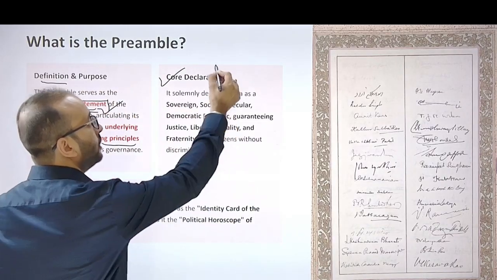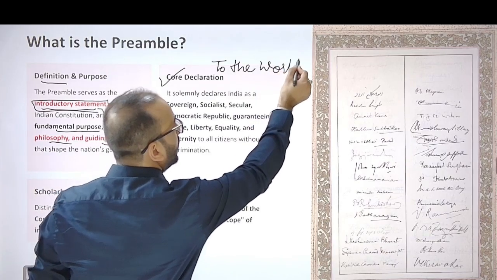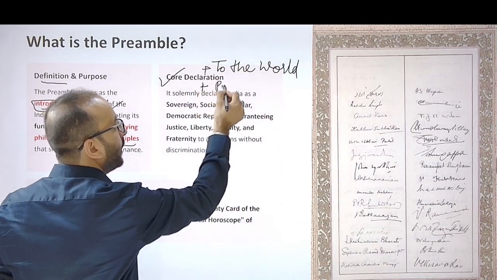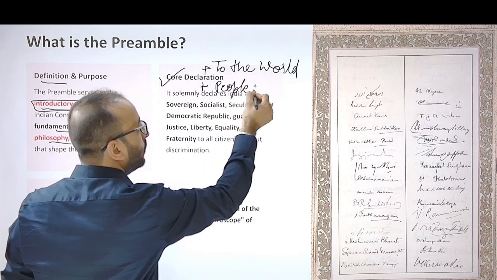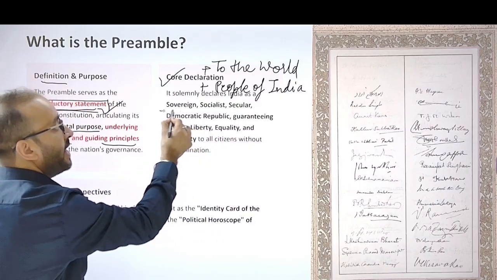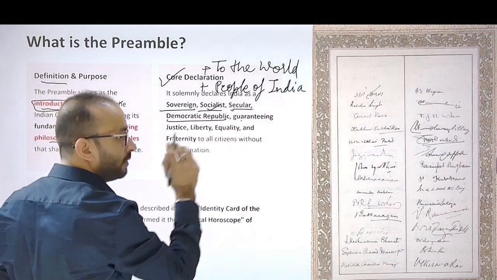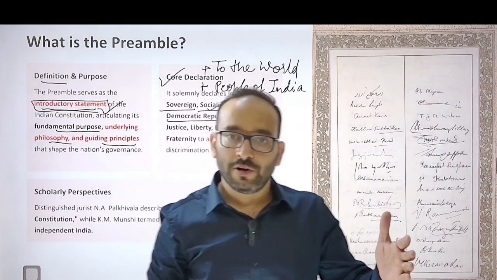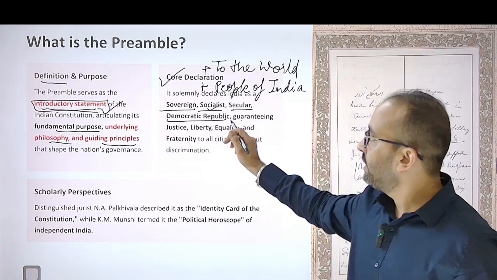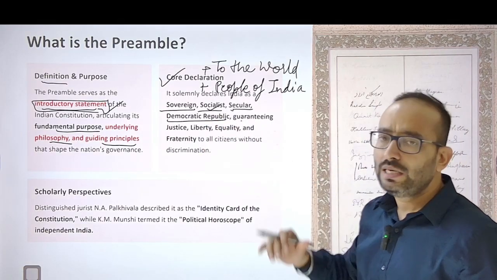What is this declaration to the outer world and the people of India? That India is a sovereign, socialist, secular, democratic republic country. So this is declaring to the world as well as to the people that India is a country which is sovereign, socialist, secular, democratic republic. We'll understand the meaning of all these in a later section.